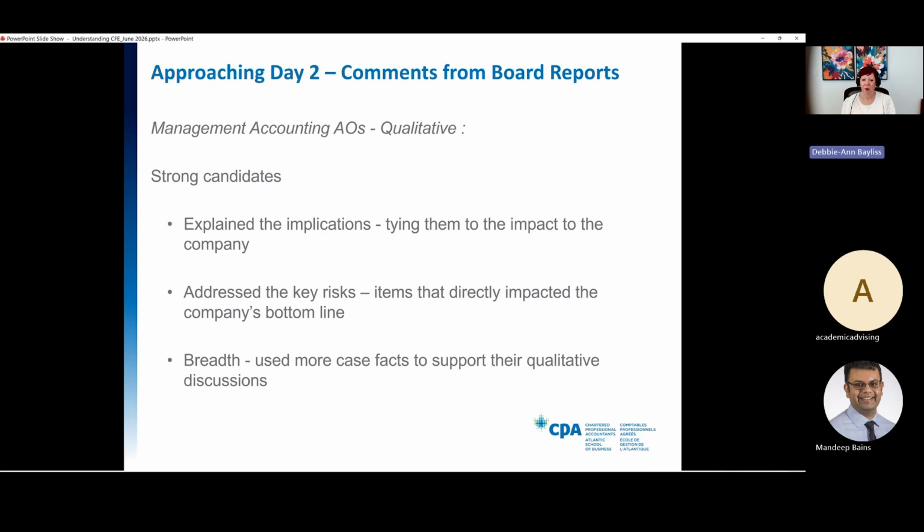And from a breadth perspective, they used more case facts to support their qualitative discussions. What that meant is during their planning process, they extracted the relevant case facts and included them in the outline.